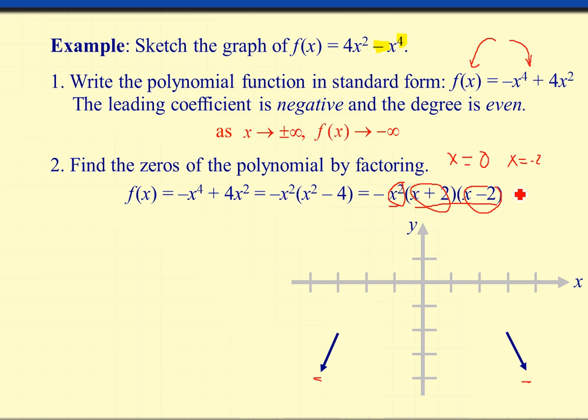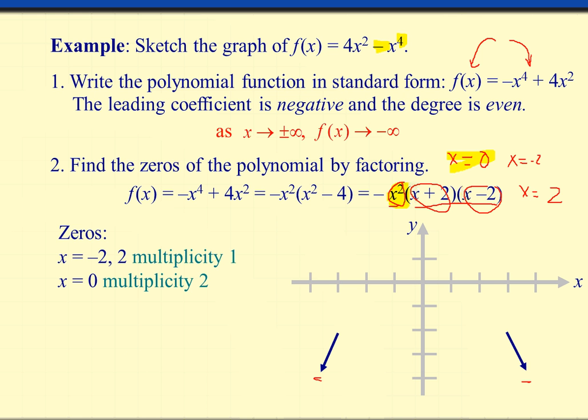This factor gives us the 0, x equals +2. Now notice, though, there's one other thing. This 0, which goes with this factor, look at the exponent on that factor. The exponent that gave us the 0, x equals 0, is 2, multiplicity 2. So that tells us that we're going to have a different feature of the graph right there.